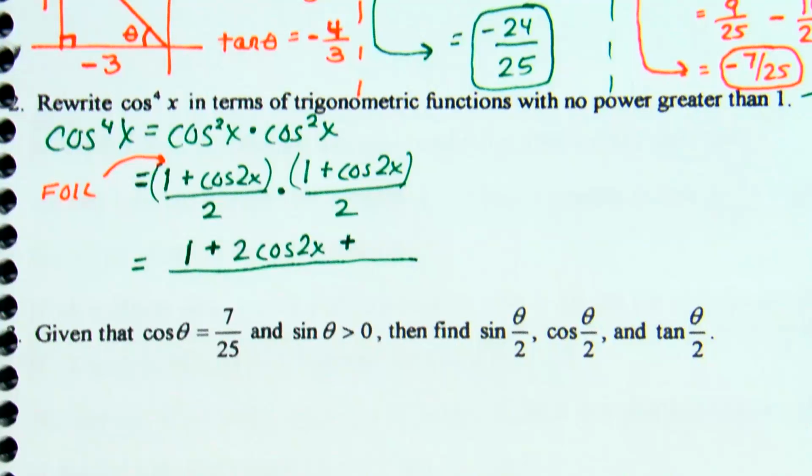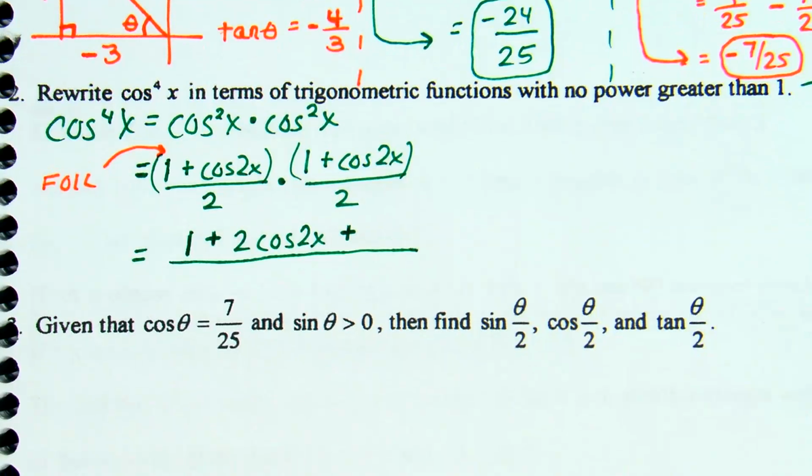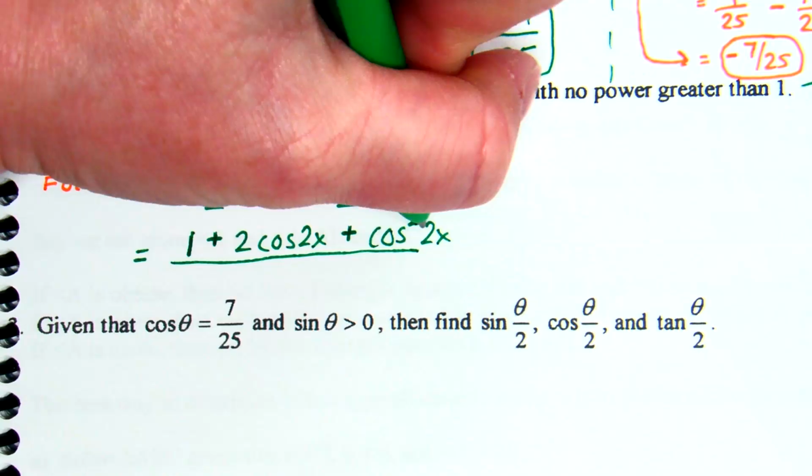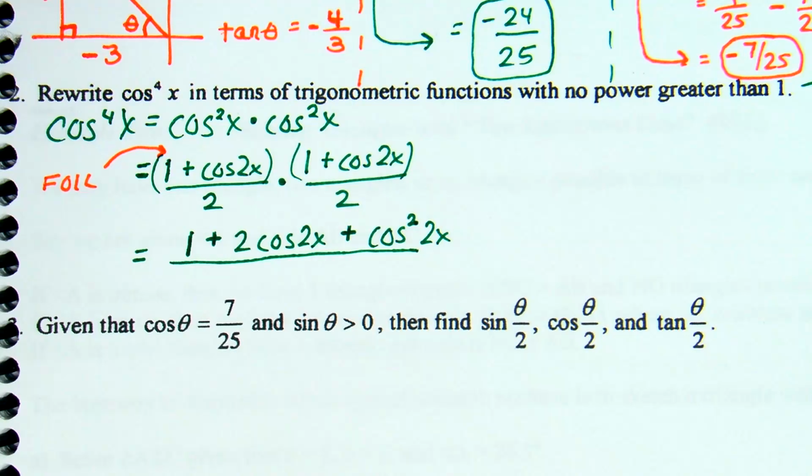Almost. Cosine squared, but the 2x is the variable that's in there, and that's what allows us to multiply it together, because they're both 2x's. So it just stays 2x. So it's cosine squared 2x. So it's not cosine 4, right? It is not.